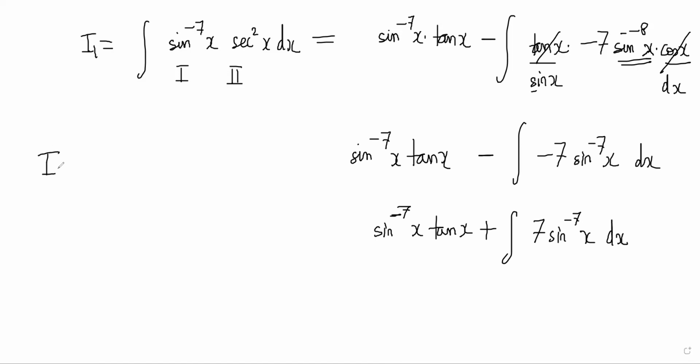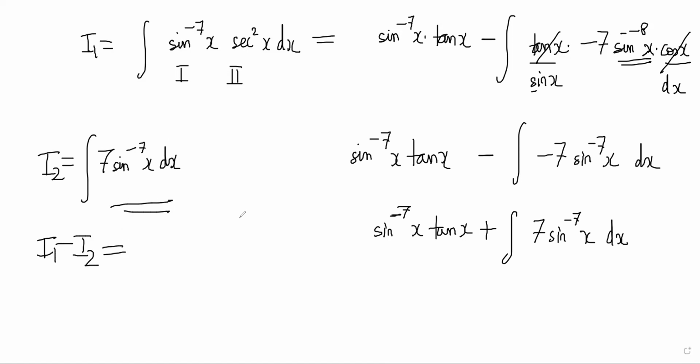And what was our I2? If you remember, I2 was the same thing. It was 7 sine power minus 7x dx. And we had to calculate I1 minus I2. So therefore, the second integral gets cancelled out nicely, right? So I1 minus I2 comes out to be sine power minus 7x into tan x plus some constant, right?